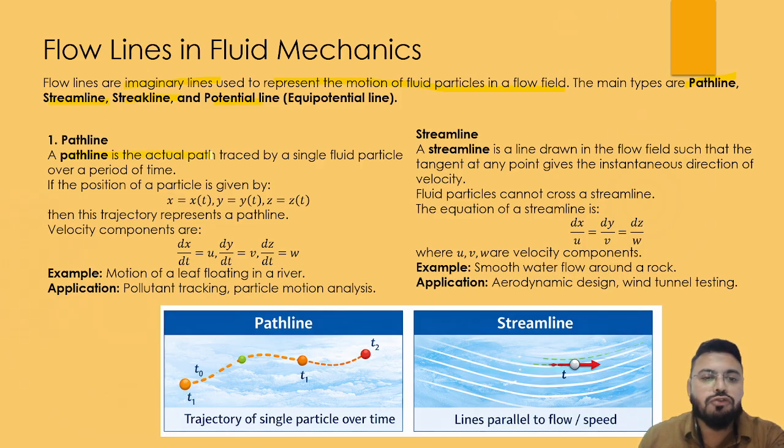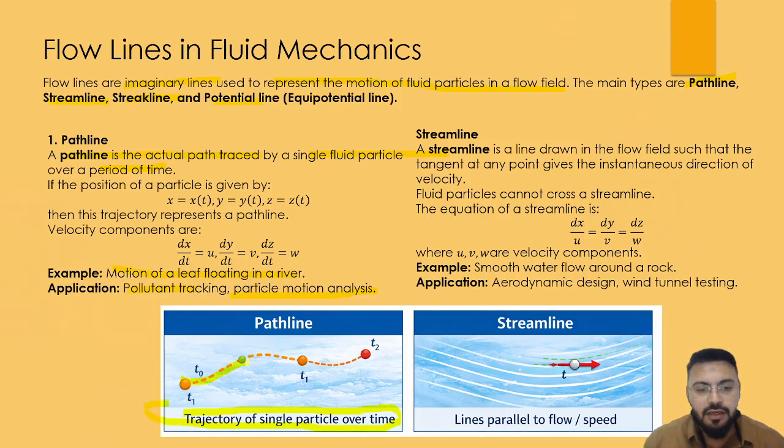A path line is the actual path traced by a single fluid particle over a period of time. If the position of the particle is given by x equal to x(t), y equal to y(t) and z equal to z(t), then this trajectory represents the path line. Therefore, the velocity components are u, v and w, where u is dx by dt, v is dy by dt and w is dz by dt. Example, motion of a leaf floating in a river. Applications are pollutant tracking and particle motion analysis. This is the trajectory of a single particle over time.